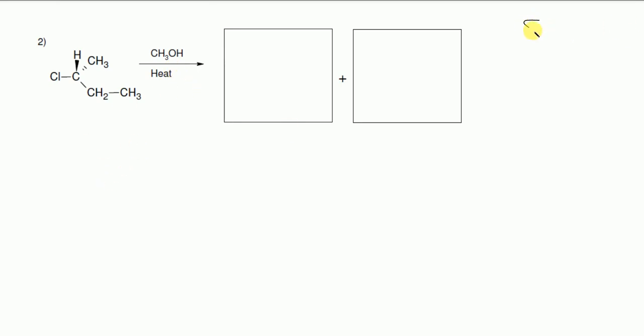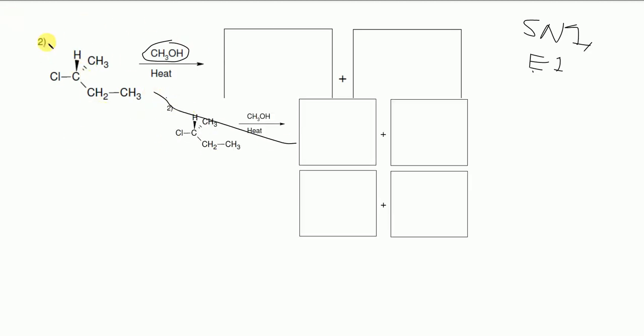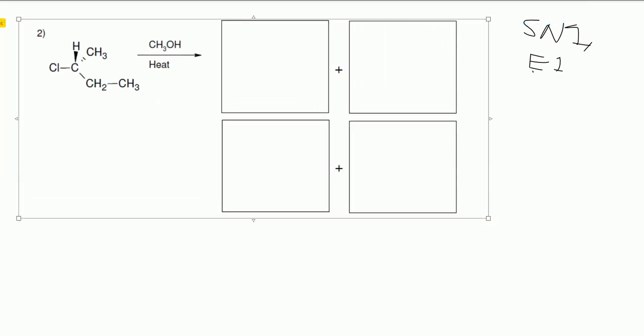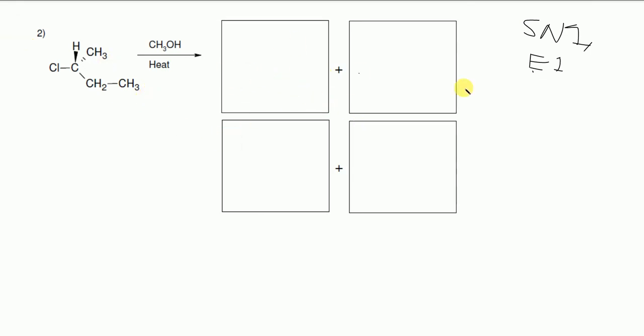So one thing you need to know, whenever we do SN1, we can also do E1 because they share very similar properties. SN1 uses a weak nucleophile, E1 uses a weak base. CH3OH is both a weak nucleophile and a weak base. So you'll have both answers, and this is what the actual question looks like. It has 4 boxes, 2 boxes for the 2 SN1 products and 2 boxes for the 2 E1 products, okay?